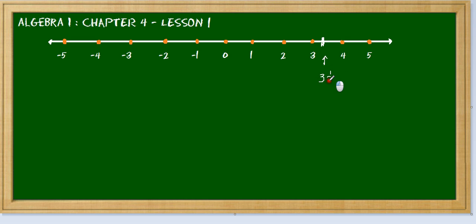Okay, and what else are they asking me to do? Well, they're ultimately going to ask us which of the 7 numbers you have located is the largest. Remember, that's going to be the one that's furthest to the right, and which number is the smallest? Well, that's going to be the one that's furthest to the left.